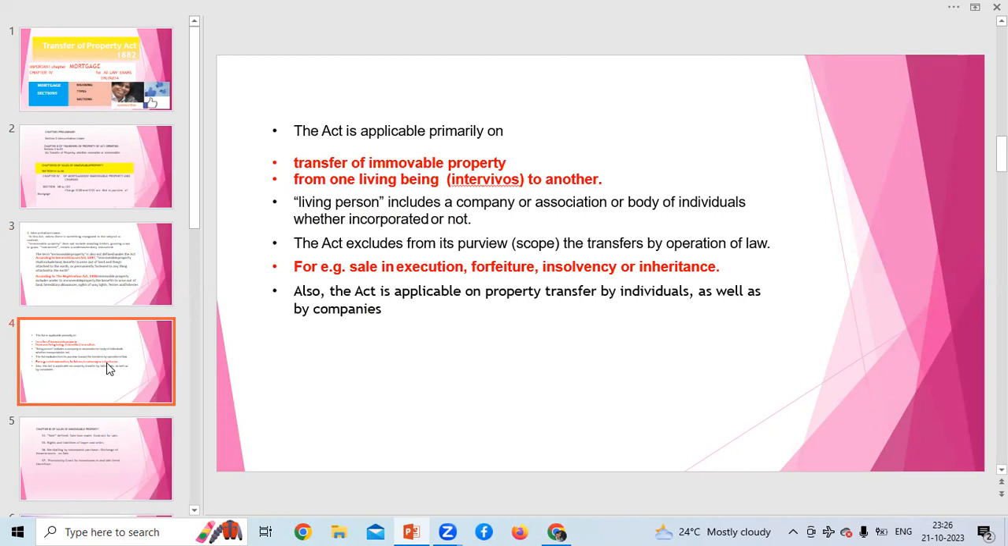That Act is applicable primarily on transfer of property between living persons. So one person is handing the property to another, so they are living persons. Living person includes company, association, body of individuals, whether incorporated or not. The Act excludes from its purview the transfer by operation of law. So this is very important, I am just repeating it. Sales in execution, forfeiture, insolvency, inheritance are excluded from the purview of this TPA Act. The Act is applicable on property transfer by individuals as well as companies.